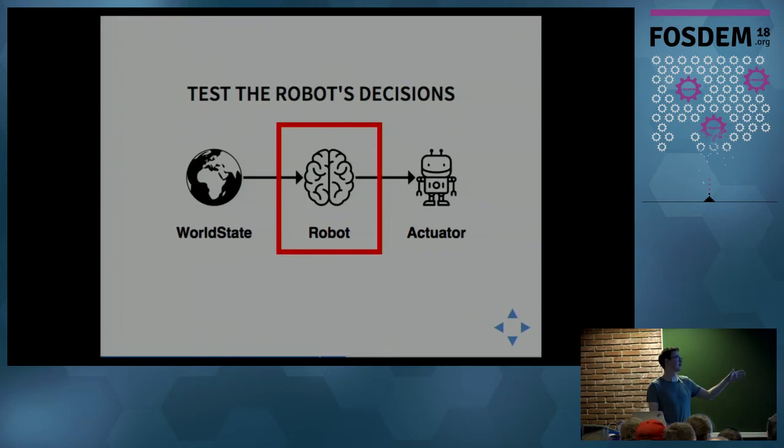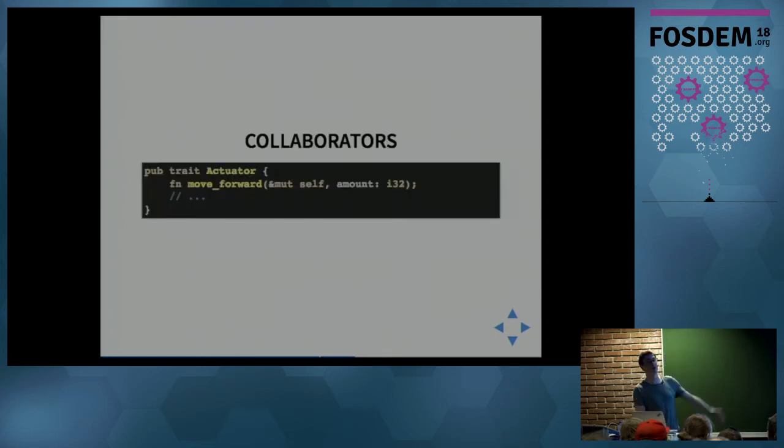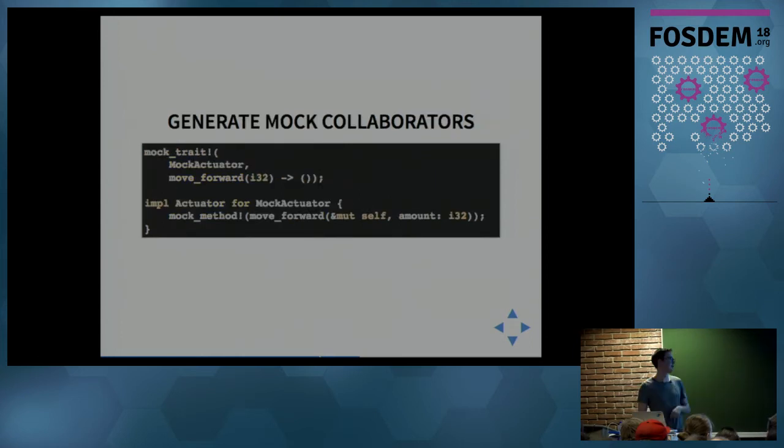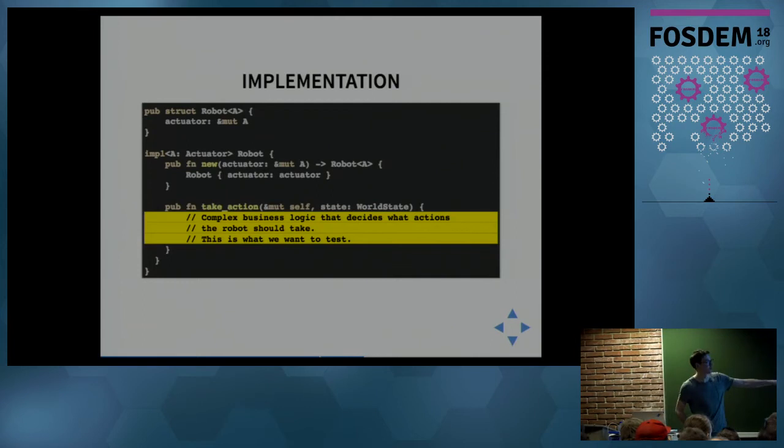And again, if this actuator was, say, a trait, it could have many actions, one of them being move forward. Realistically it would have lots more nuanced actions, but for the purposes of illustration, it has move forward and it moves forward by some amount. We mock this as we did before. We use mock trait and then we do impl actuator for mock actuator. The robot itself, in this case, takes a reference to the actuator and it has this take action function, which receives some world state. Again, we don't care about the exact contents of it at this point, but there's some business logic on how the robot decides what actions it should take. And this is the thing we want to test.